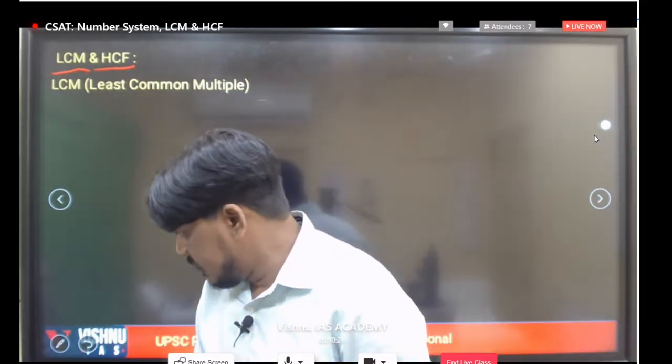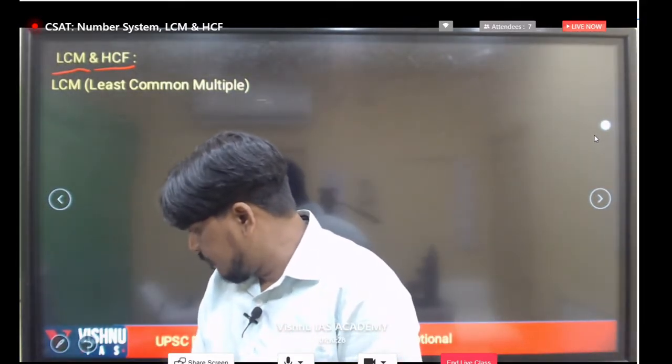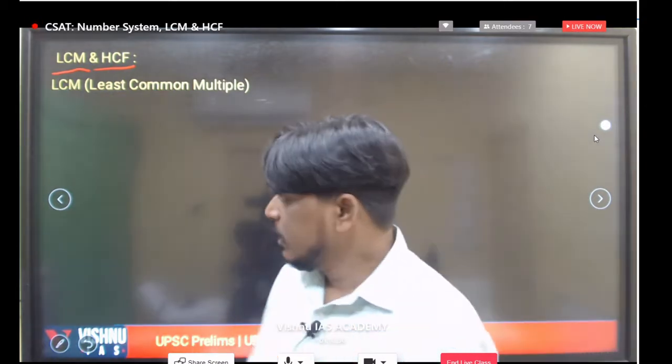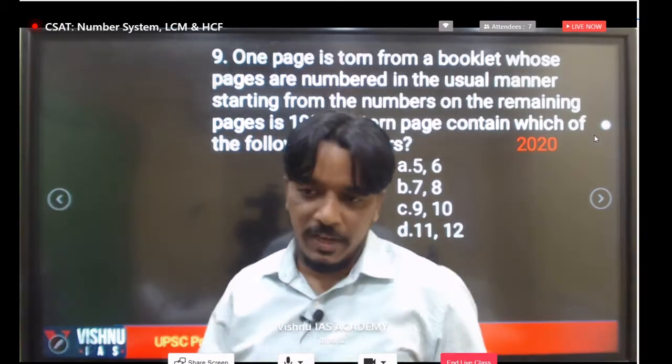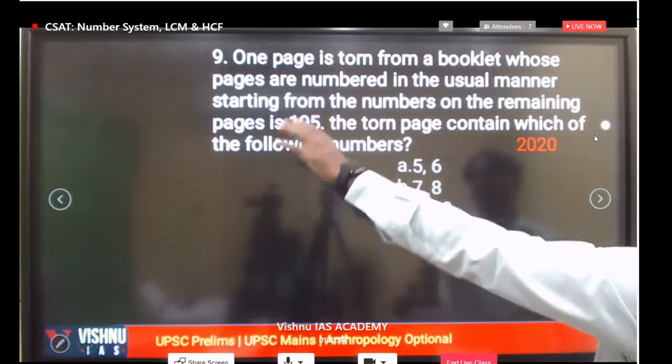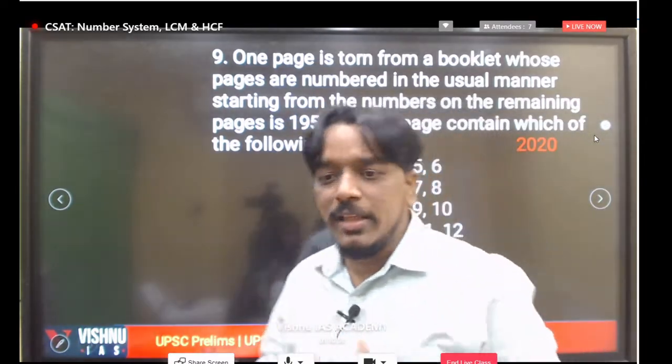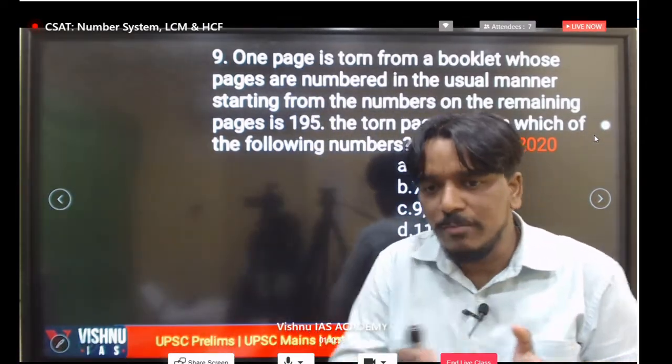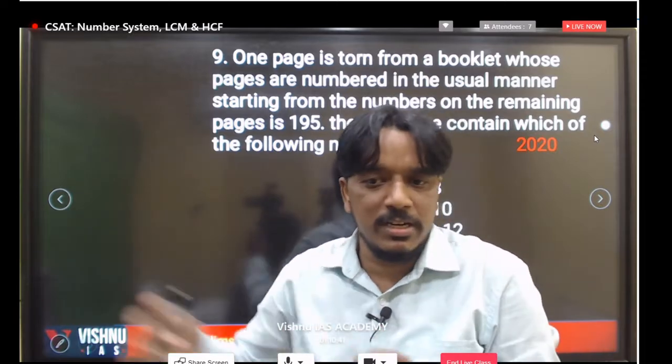Clear? So please explain the previous question once. Okay, Pratisha, we'll see, very simple. In the previous question, what we have in a simple manner: total one book is there. In that book, the usual manner, from 1 to some page numbers are there.